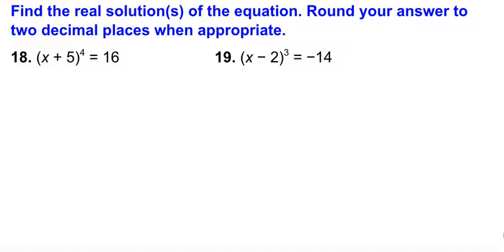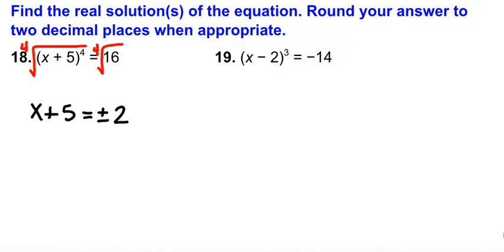X plus 5 all to the 4th power equals 16. So the last thing I said is all to the 4th power. So to get rid of all to the 4th power, we're going to take the 4th root of both sides. Well, that's not too bad. That just gives you x plus 5. The 4th root of 16, wait, that's 2. But here's the catch. That's an even root. There's 2 ways to get 16 when multiplying a number times itself 4 times. It's a positive 2 or a negative 2.